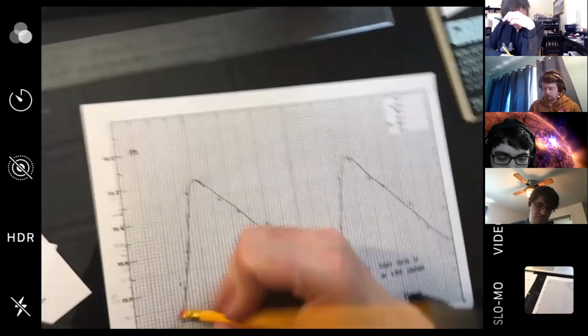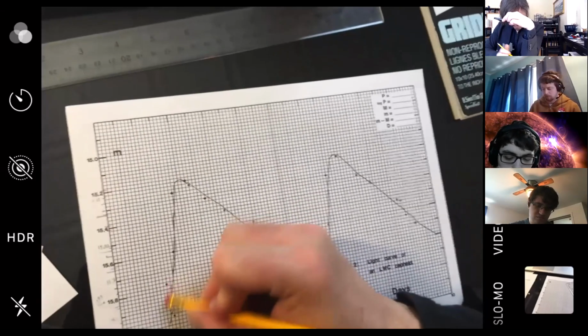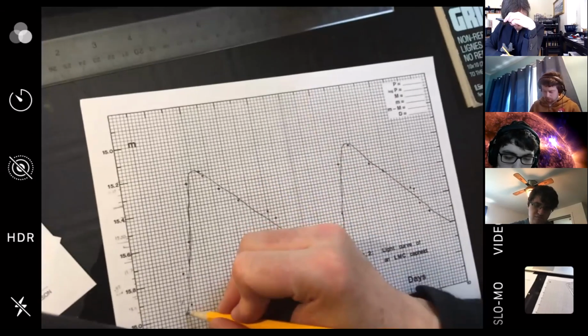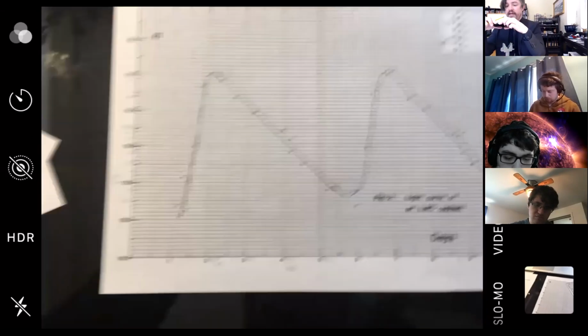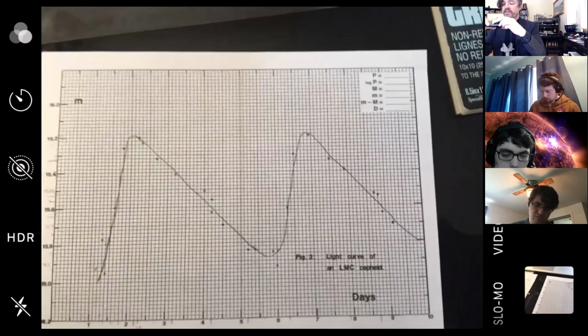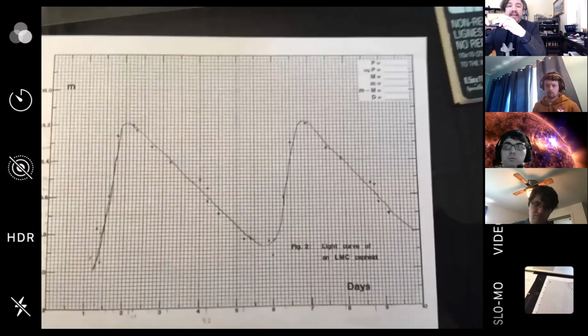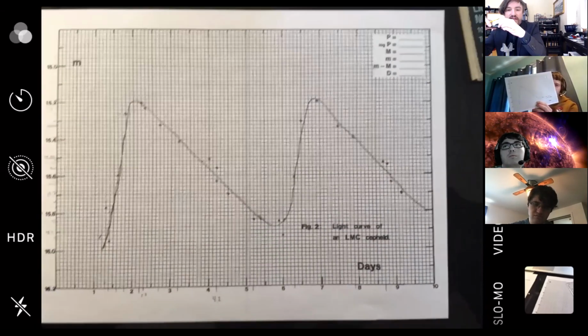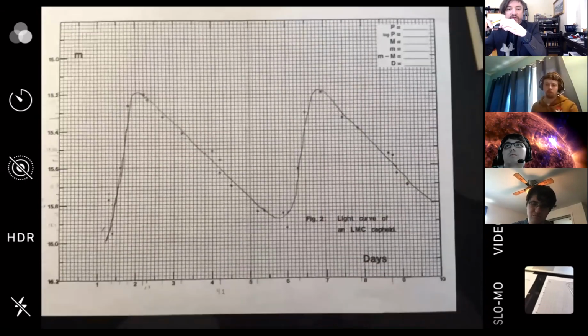Sorry, this got a little messed up down here. Does it start at the corner? Okay, it starts at the first dot. Do you see how it looks like a sawtooth wave? In signal processing, they call this a sawtooth wave.